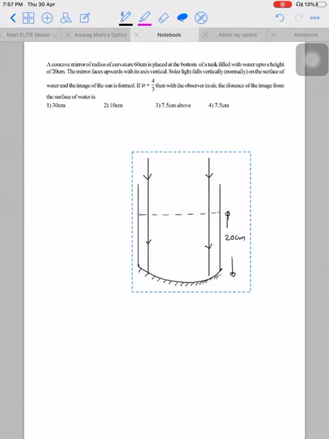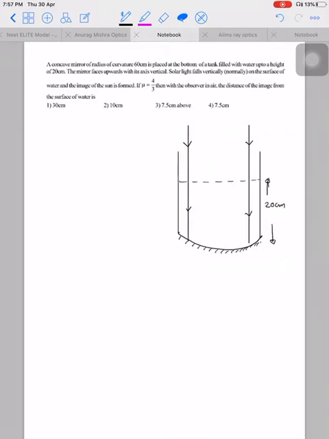Refractive index of water is 4 by 3. The distance of the image from the surface of the water we have to find out. So your situation is like this. A mirror is at the bottom of the container. Water is taken up to height 20 centimeter.